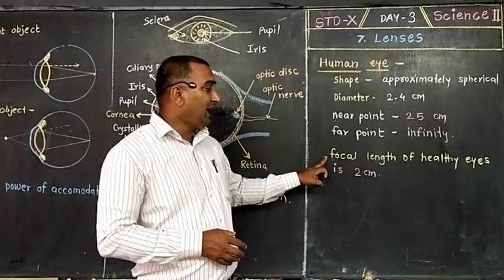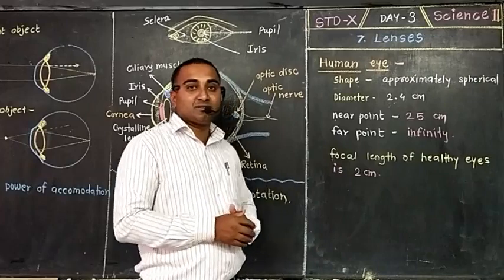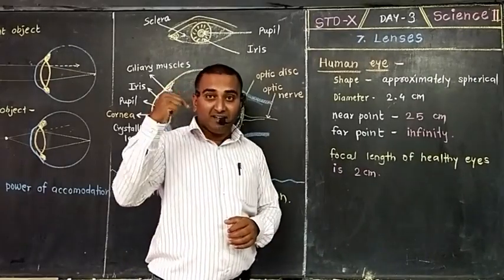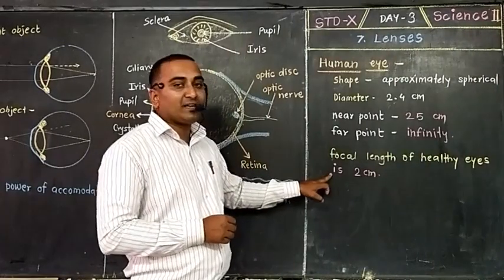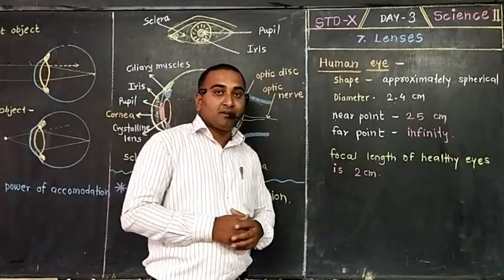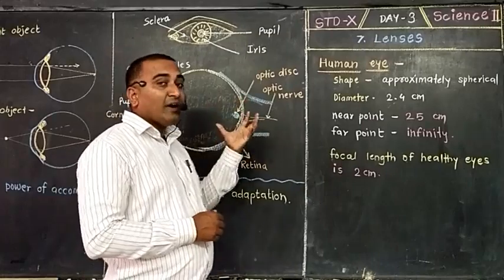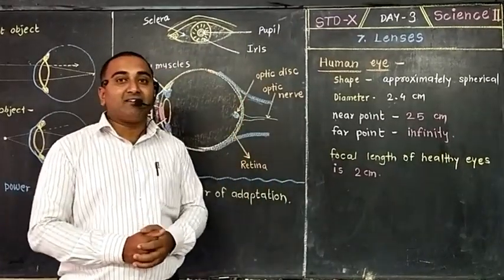For the healthy human eye, what is the focal length? The lens we have within our eye, the crystalline lens, has a focal length of 2 centimeter. Now we are discussing how our eye is structured and how it works.